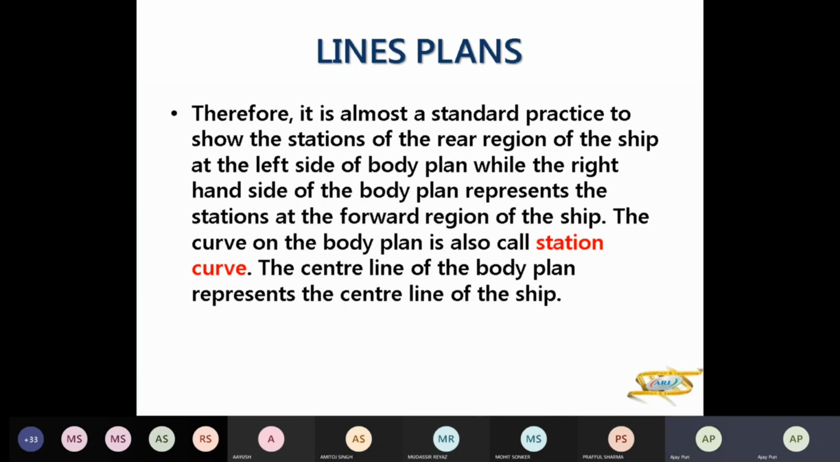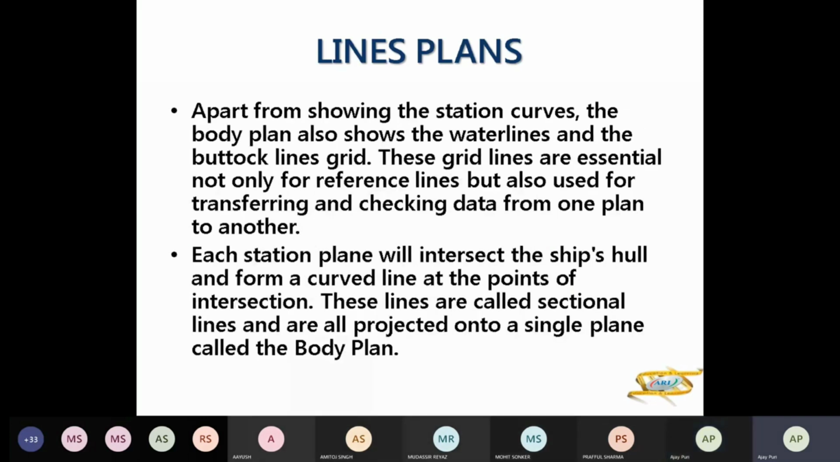The curve on the body plan is also known as the station curve, because the curves of the stations are projected here. The center line represents the center line of the ship. Here the body plan is also showing the waterlines and buttock line grid. And these grid lines are essential, not just as reference lines, but for transferring the data from one plan to the other.